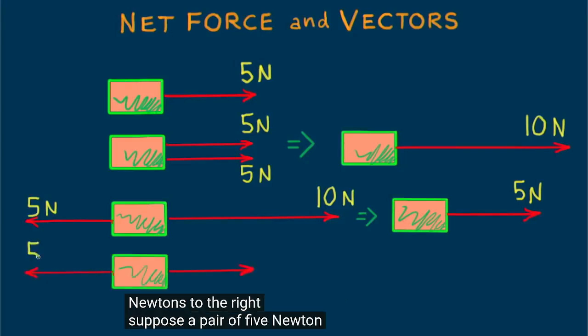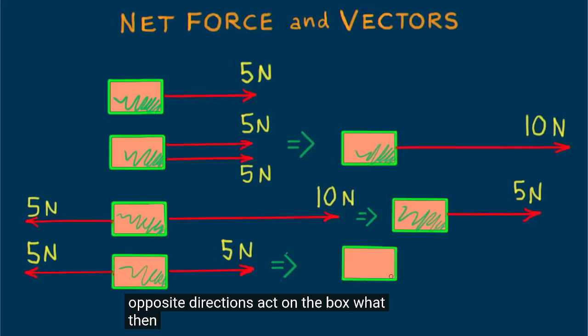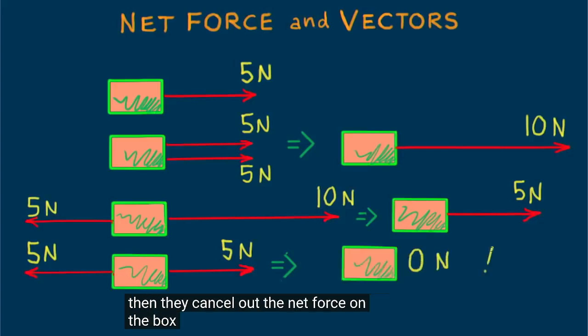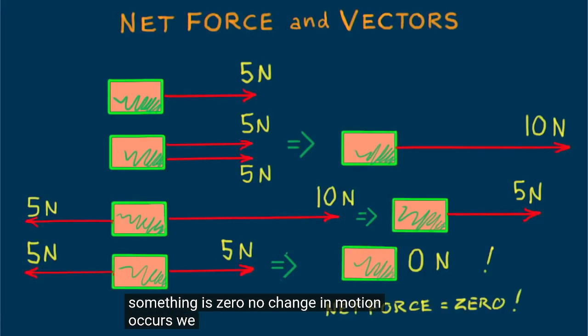Suppose a pair of 5-Newton forces in opposite directions act on the box. What then? They cancel out. The net force on the box is 0. When the net force on something is 0, no change in motion occurs. We say the box is in mechanical equilibrium.